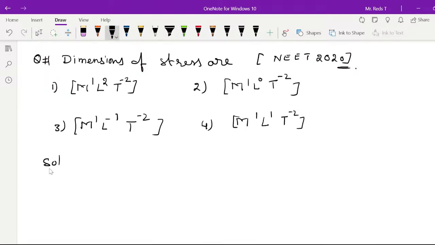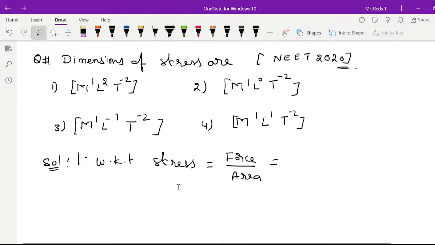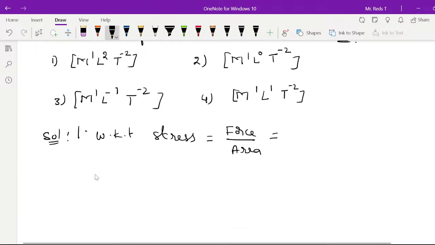Okay, so simply you can remember the simple two steps whenever you cross-check the dimensions. So you have to remember the formula of the quantity which you have asked. See here, we know that stress is equal to force by area, force per unit area. So this is the first step. You have to write the formula. You should be able to recollect the formula. Then try to write as a second step the units of that quantity in fundamental units form.